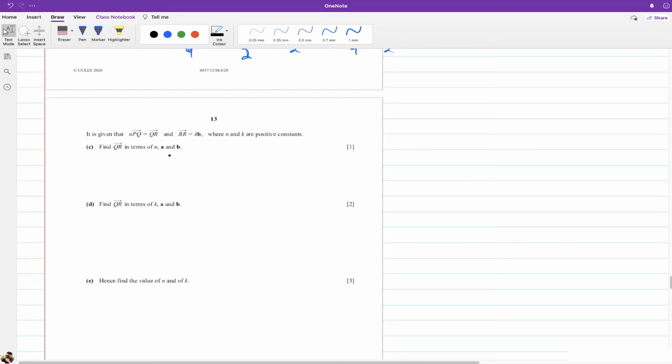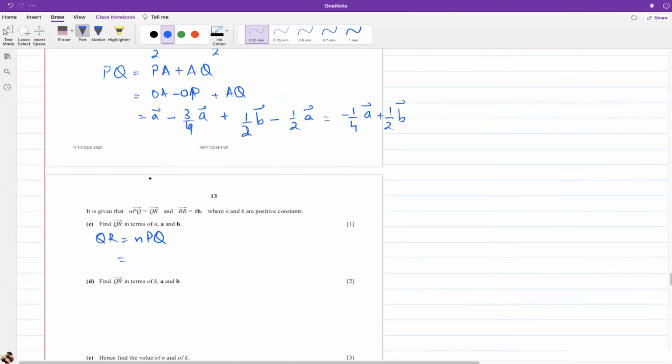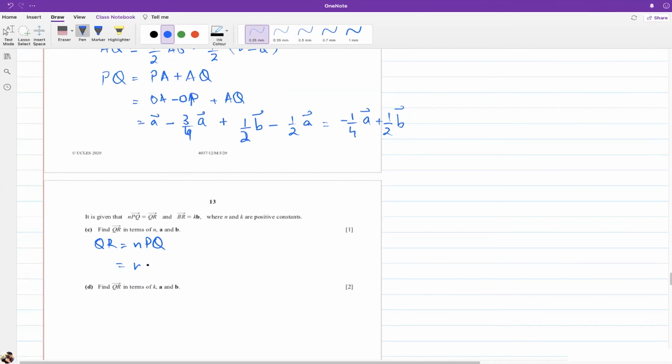So QR को अगर हम यूज करें तो we know it is N PQ, and PQ we have already found, I think. Yeah. So it is going to be N times this. So that is minus 1/4 NA plus half NB. Now, find QR in terms of K, A and B.